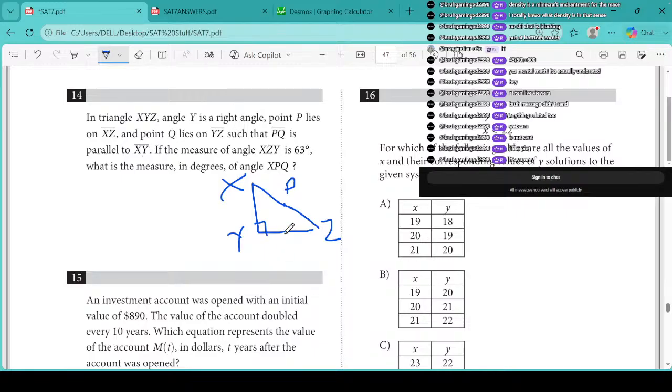And Q is on YZ. What? You gotta be kidding me, bro. Yeah, that's a Q, right? Wait. Yeah. So that PQ is parallel to XY. Yes, sir. If the measure of angle XZY is 63, what's the angle of XPQ?